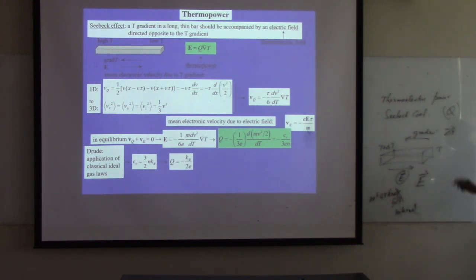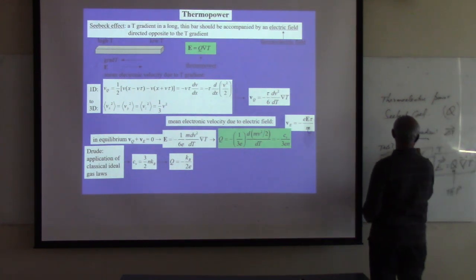So then we define this thermoelectric power as E equals thermoelectric power times your grad T. That's the definition of your thermoelectric power. Q is called the thermoelectric power, TEP. Is that clear? Or you can write, suppose this distance is delta x.